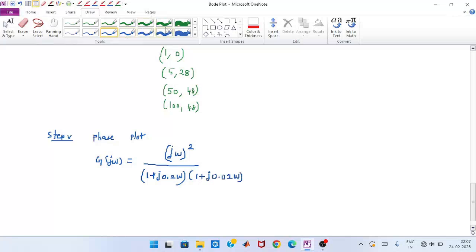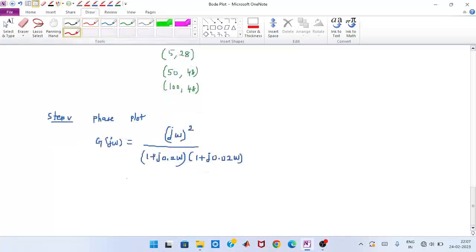Now we have to consider the phase. So that is G of j omega in degrees that we are going to find. We know that for 1 plus j 0.2 omega, the phase is tan inverse of the imaginary part divided by the real part. The imaginary part is 0.2 omega, the real part is 1. Similarly here, tan inverse of 0.02 omega. Since both are in the denominator, I put minus. But here j omega square is in the numerator. We know that the term j omega will induce the phase of plus 90.